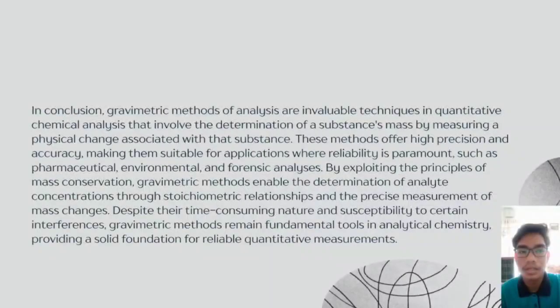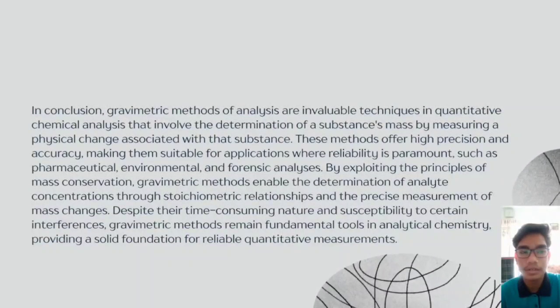In conclusion, the gravimetric methods of analysis are invaluable techniques in quantitative chemical analysis that involve the determination of a substance's mass by measuring a physical change associated with that substance. This method offers high precision and accuracy, making it suitable for applications where reliability is paramount, such as pharmaceutical, environmental, and forensic analysis.